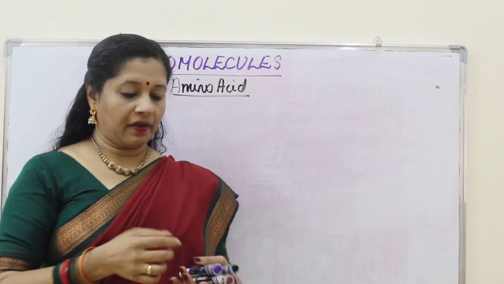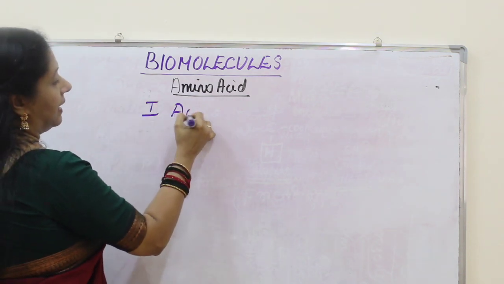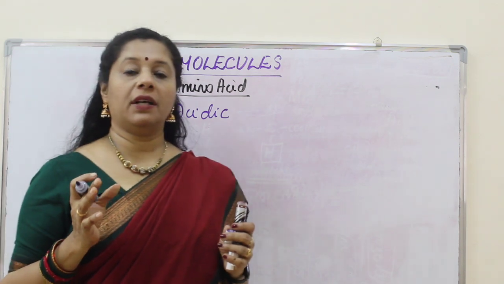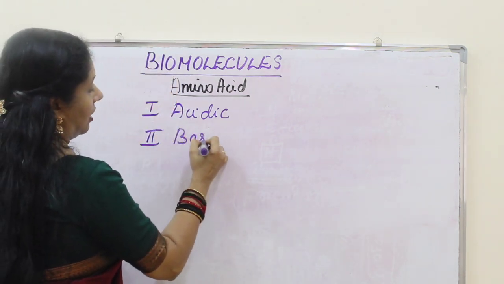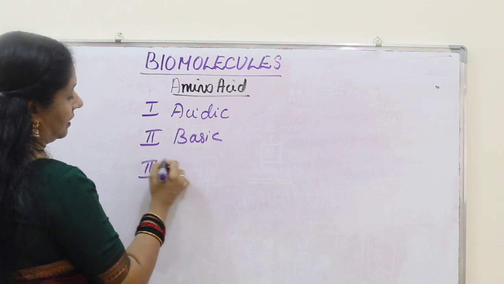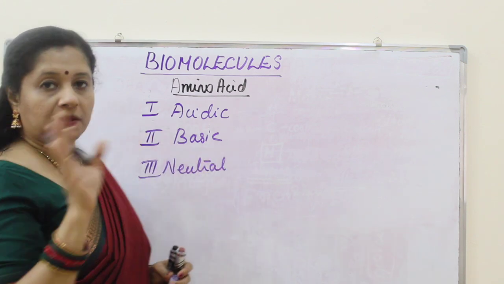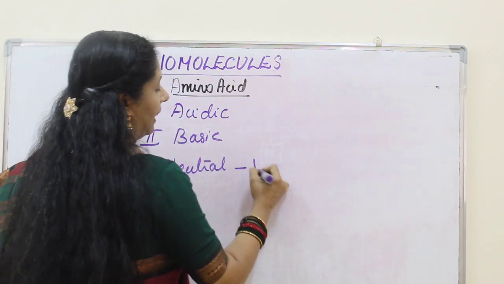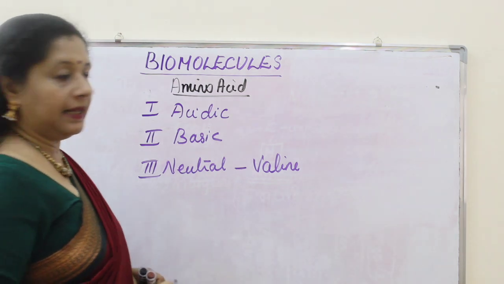Another classification of amino acid is based on their nature, that is pH. So there are acidic amino acids, basic, or neutral. In a neutral one, the COOH and NH2 groups will be equal. So they balance and form neutral. For example, valine is an amino acid which is neutral. Or alanine, glycine.